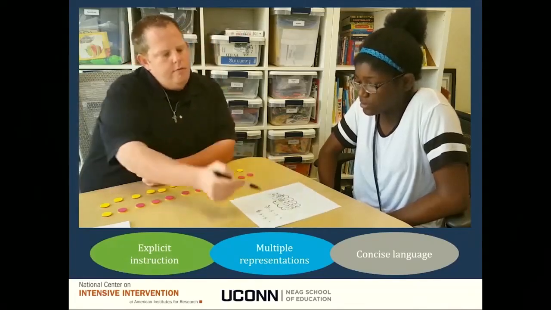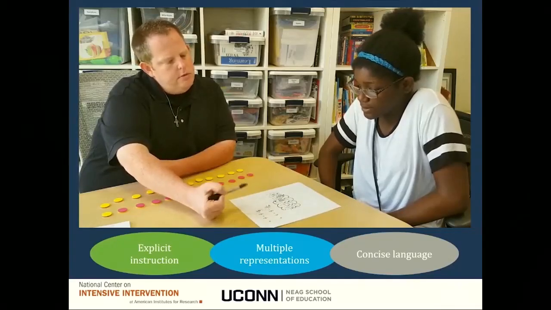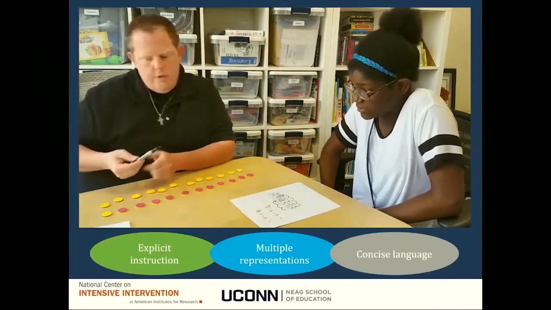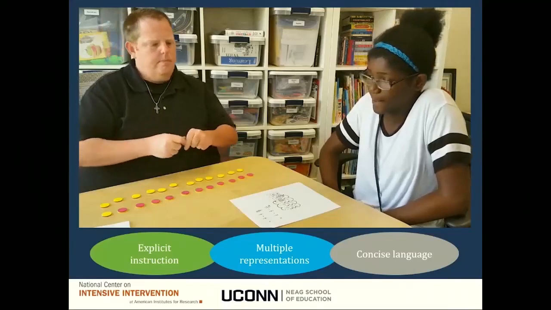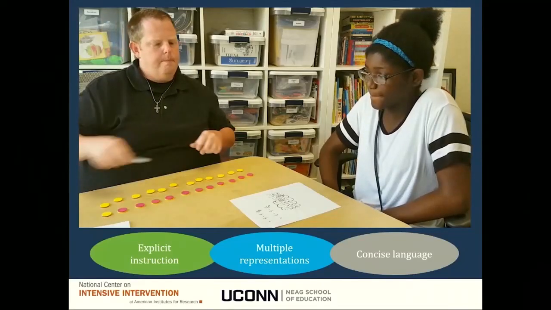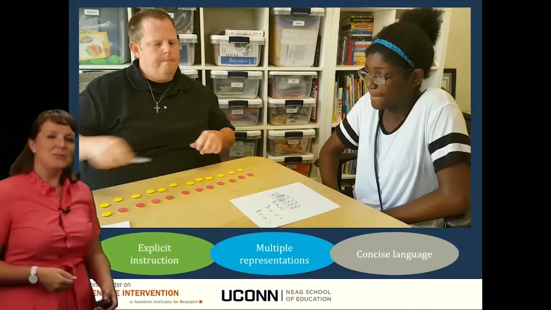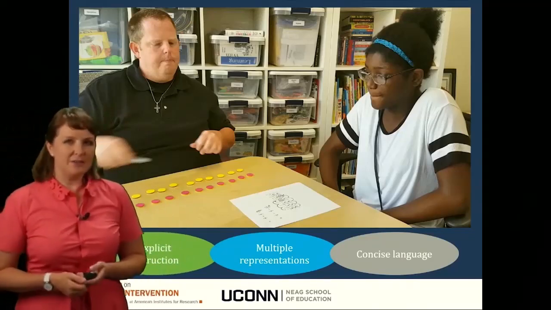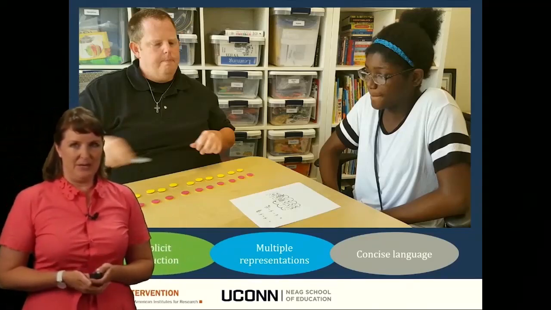Good, so 1/4 plus 2/3 equals 11 twelfths. Awesome, good job. All right, so we just saw some modeling about how to add fractions with unlike denominators.